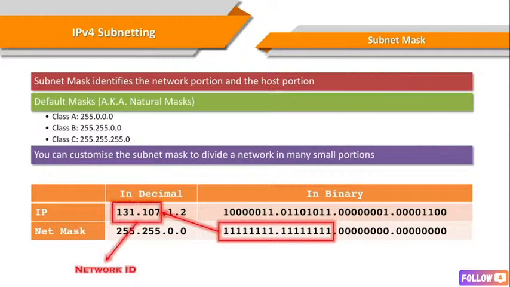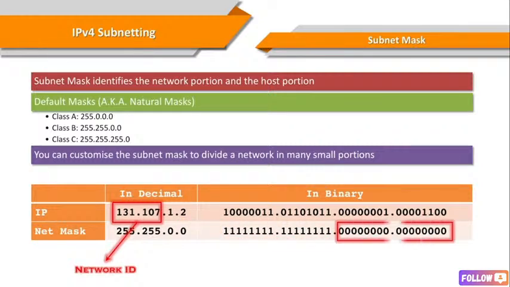Any address bits which have corresponding mask bits set to 1 represent the network ID. Any address bits that have corresponding mask bits set to 0 represent the host ID. So in this example, the first part, 131.107, is the network part of the IP address, where the rest, 1.2, represents the host. All devices on this segment share the same network ID and the same subnet mask. Now you can customize the subnet mask to divide a network into many smaller portions.